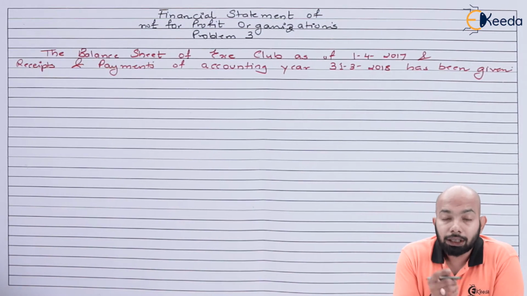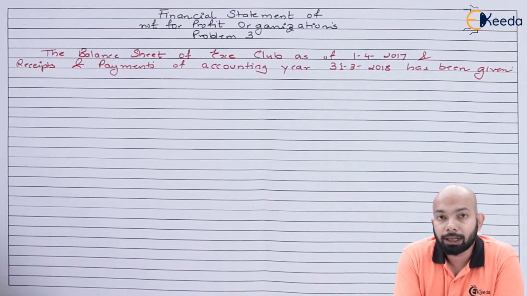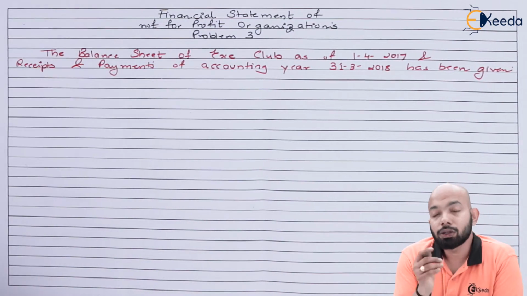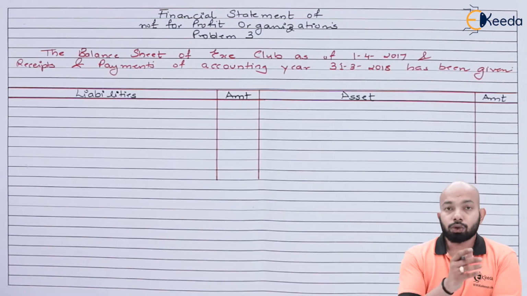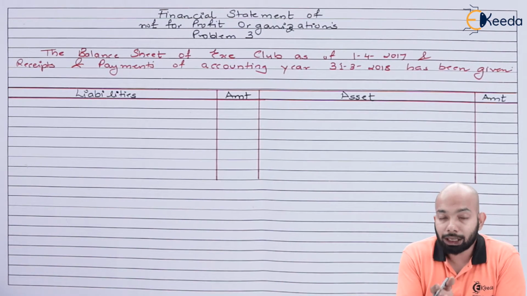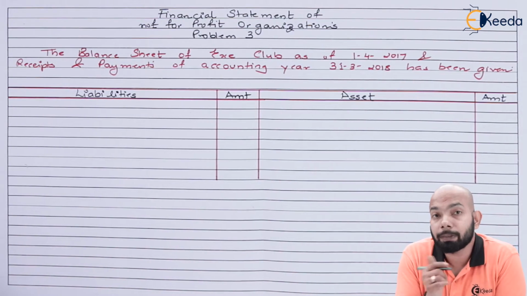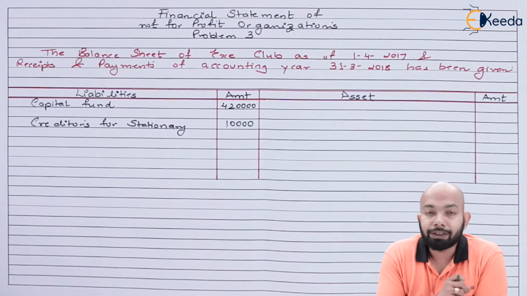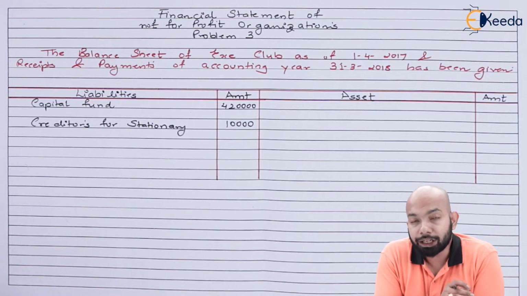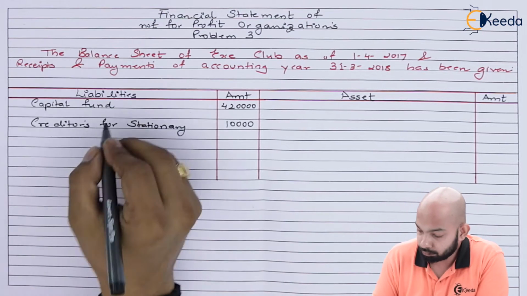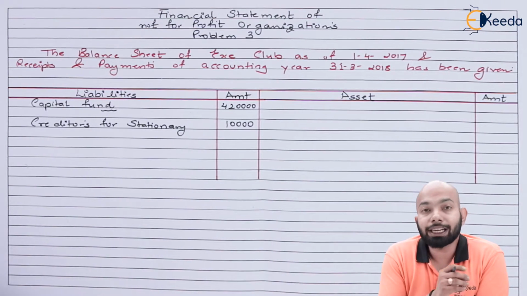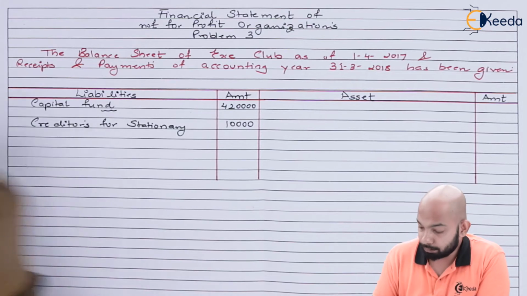In this question, the balance sheet as of 1st of April 2017 for X Club, and the receipts and payments for the period up to 31st of March 2018 have been given here. So let's figure out what we have in the balance sheet. We have the asset side and the liability side. On the liability side, we have capital fund of 4,20,000, and creditors for stationery of 10,000.